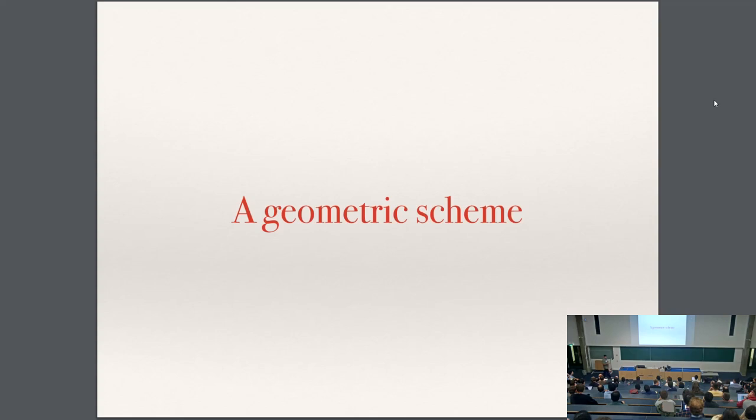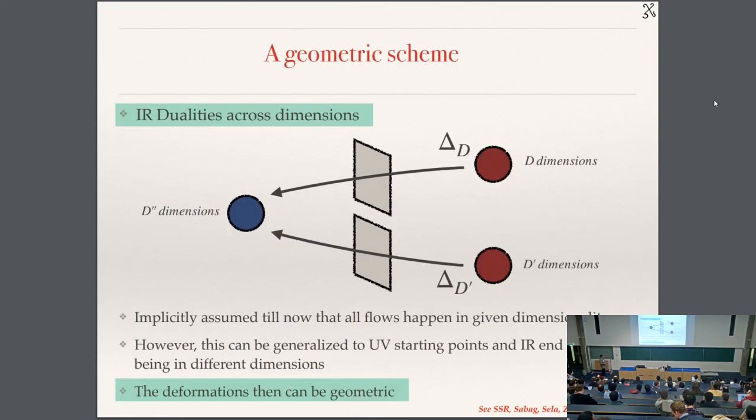Okay, so let us start with the geometric scheme. What is a geometric scheme? Implicitly, in the way we thought about dualities in the 90s, we would consider all the theories in this diagram to sit in the same number of space-time dimensions. So in Seiberg duality, we have two theories in 4 dimensions which flow to a theory in 4 dimensions.